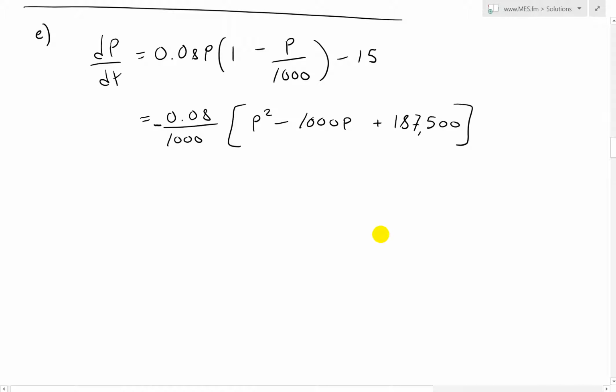So this whole thing equals negative 0.08. Actually, before I write that, I'm going to divide this out right now. So 0.08 divided by 1,000 equals, well, 0.08 is just 8 over 100.